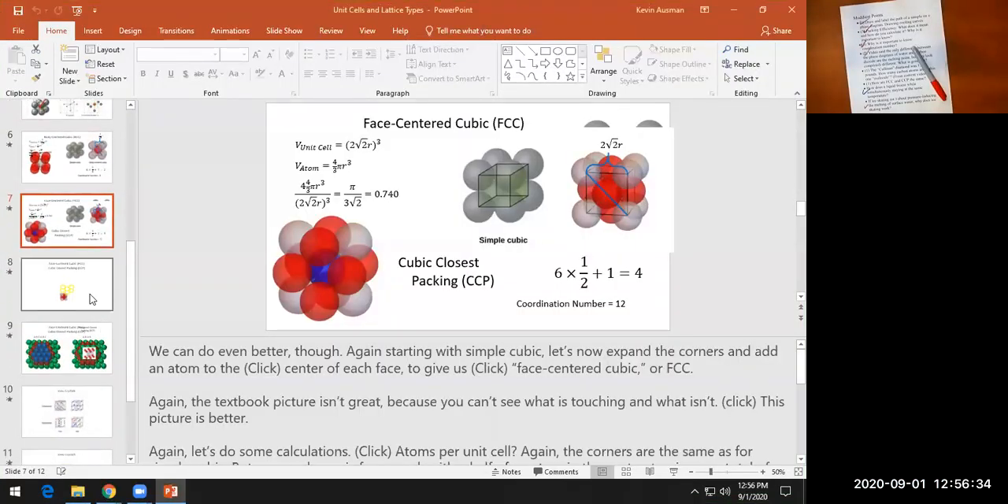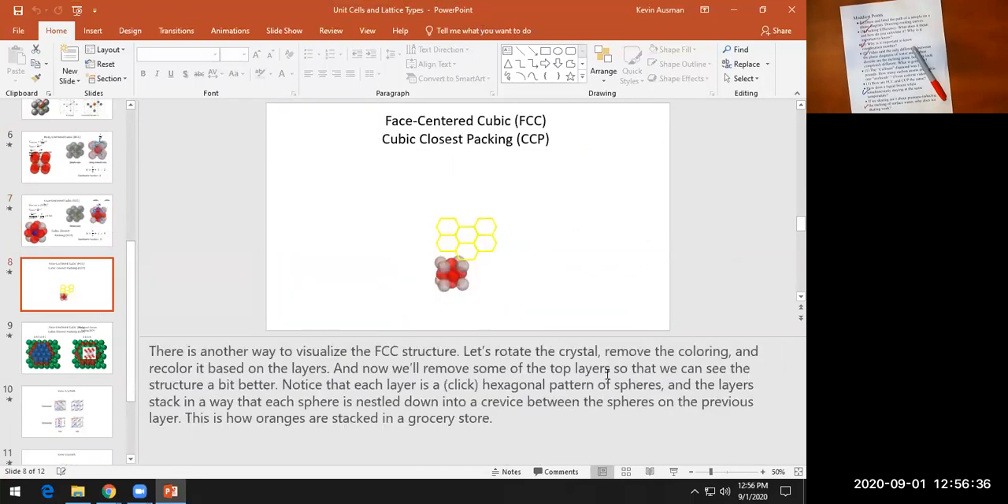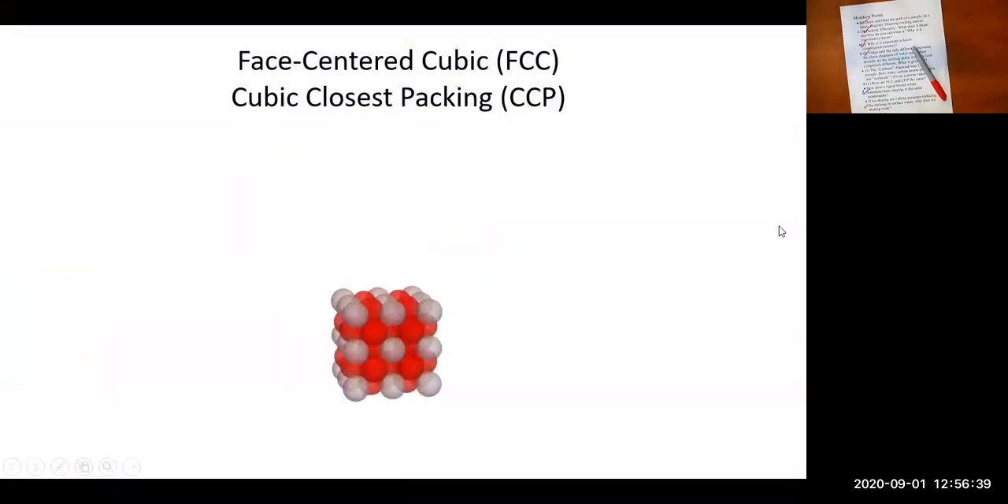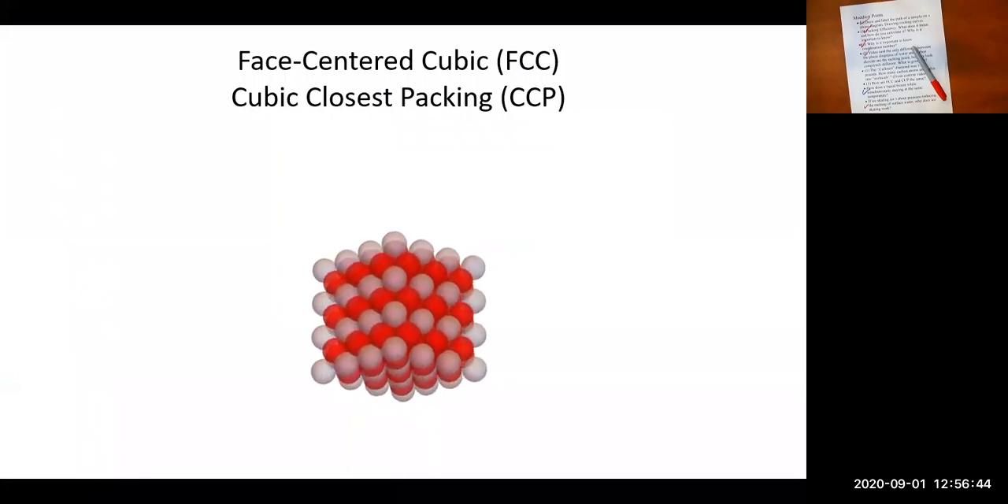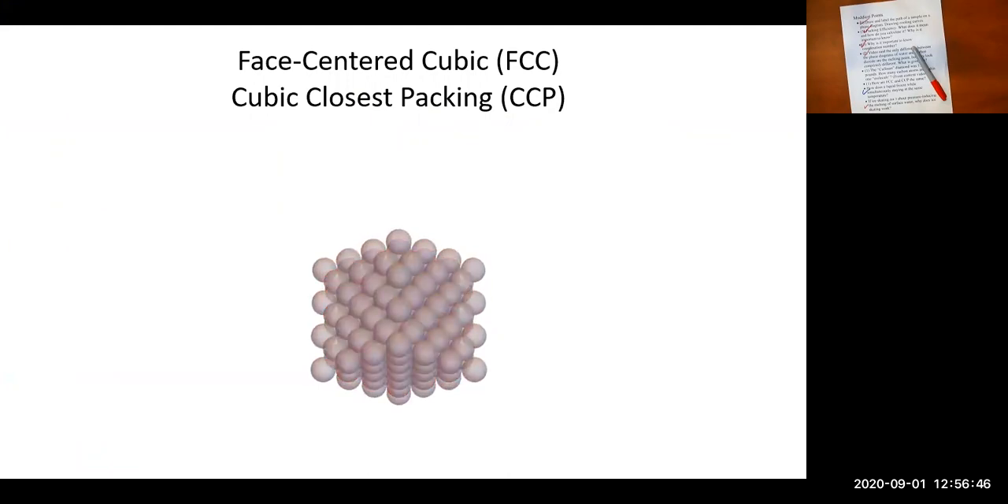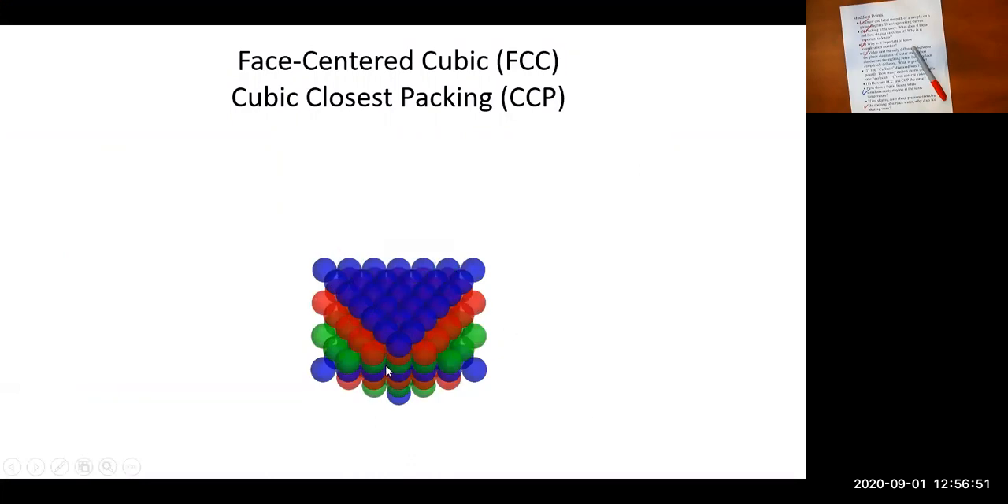So that one, a little harder to visualize. So we're looking at face-centered cubic. We're rotating a little bit, and we're going to recolor it now into layers. We're going to take off some of the top layers. So the arrangement that you see here is what you would get basically stacking oranges in the grocery store. You take a set of spheres and you pack them together as closely as you can, and you form this sort of triangular or hexagonal kind of arrangement.